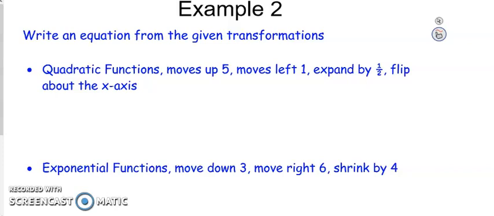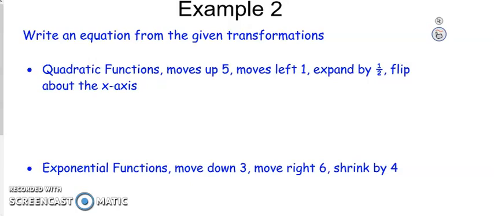All right, so we just talked about graphs, changing them into equations. Now let's talk about when they give you information and you have to create the equation from it. They give you on these two problems here, example 2A and B, all the information that you need.